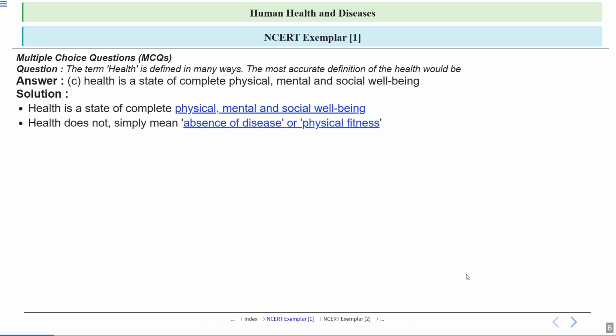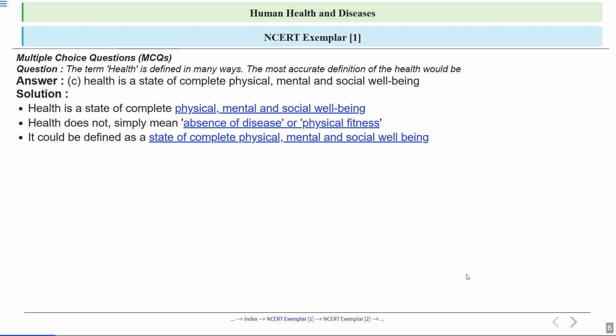Health is more than just the absence of disease or physical fitness. It is a state of complete physical, mental and social well-being as defined by the World Health Organization. Okay, so basically health is the overall well-being. Now the definition of the state of complete physical, mental and social well-being is widely attributed to the World Health Organization. So this definition states that health is more than just the absence of disease. It encompasses a comprehensive state of well-being across physical, mental and social well-being.